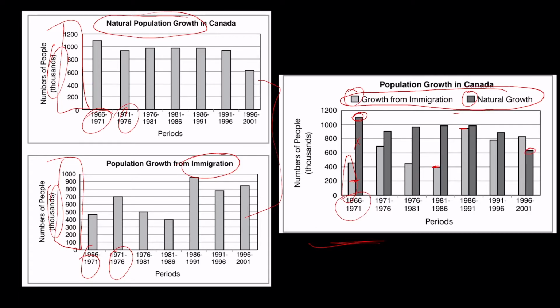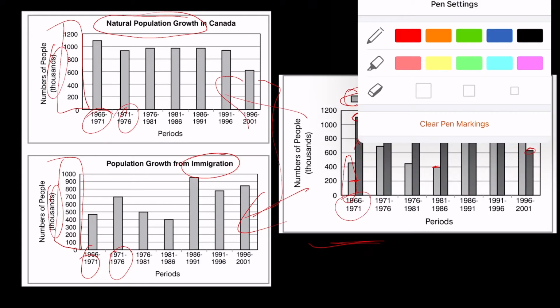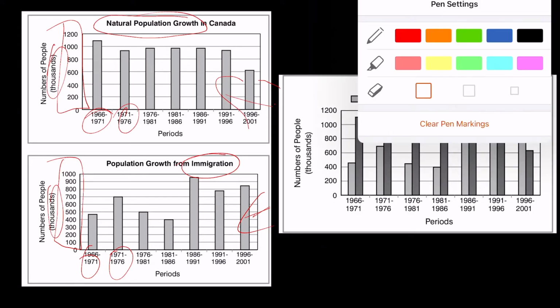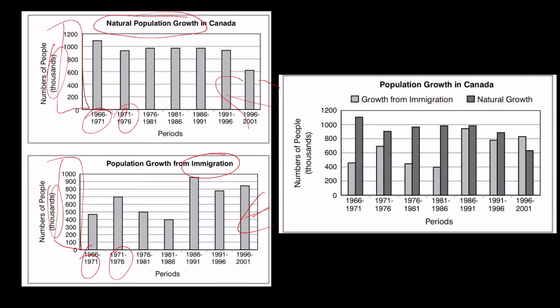Now, is this the best bar graph for comparing things like that? Absolutely not. Okay, we would go back to these charts over here for that purpose. But what this is good for, I'm going to delete these now so that it's easier to see. Okay, so what this is good for is when we're comparing the growth from immigration directly to the natural growth.